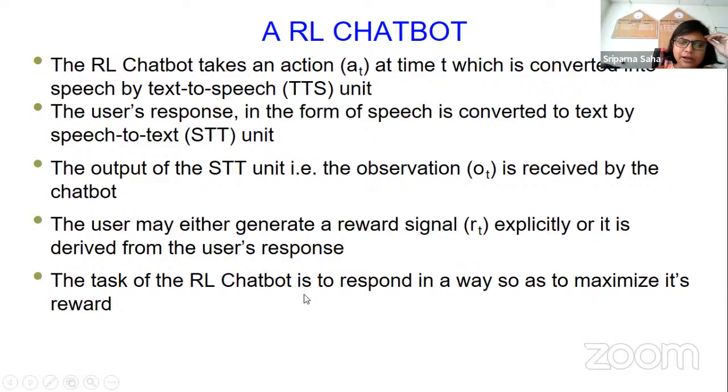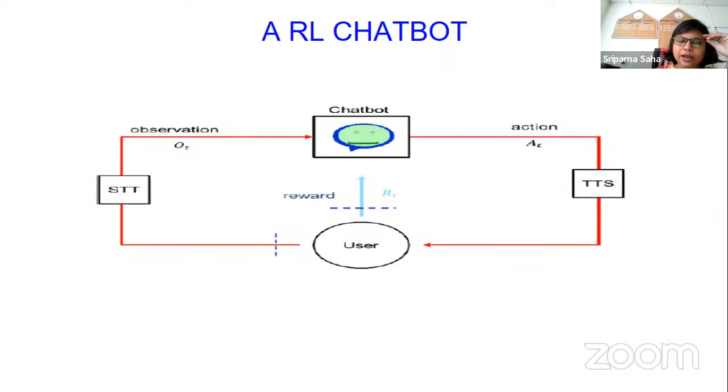The task of the RL chatbot is to respond in a way so as to maximize the reward. So basically our target is to maximize the reward. So this reward can be either given by the environment, or it can be generated from the user's utterance. So this is the overall RL chatbot.